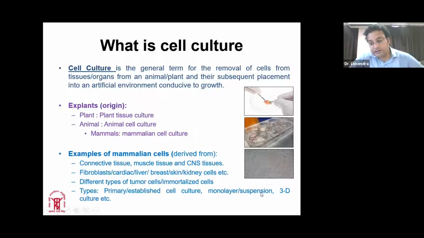And if you want to grow them to achieve certain tissue-like structure, these can also be grown in specialized type of cell systems that we call three-dimensional culture. So overall, cell culture is an isolation of cells from a tissue and an organ, and then artificially growing them in a different environment to monitor their growth or to perform certain type of experimentation.